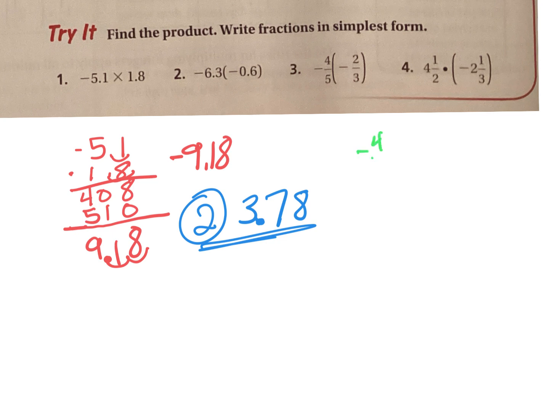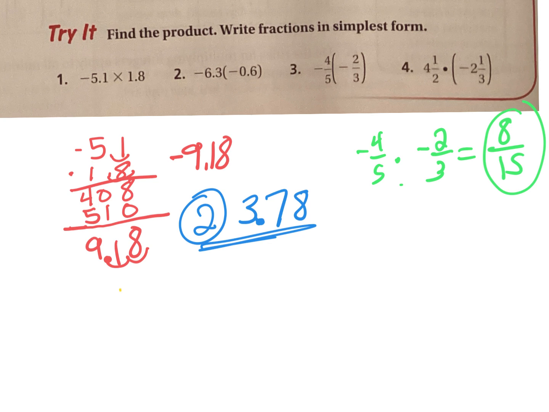All right, let's look at 3. Negative 4/5 times negative 2/3. Now, when you multiply fractions, you just have to go straight across. And because it's a negative times a negative, I know I'm going to get a positive. So 4 times 2 is 8, 5 times 3 is 15, and it is 8/15. I can't simplify that, so I'm good to go.